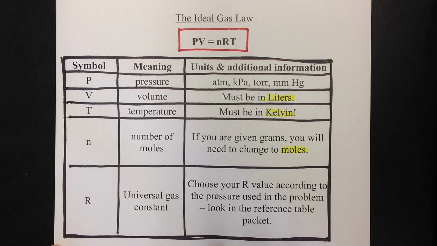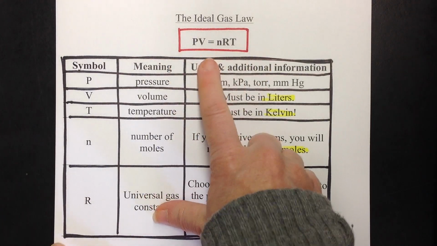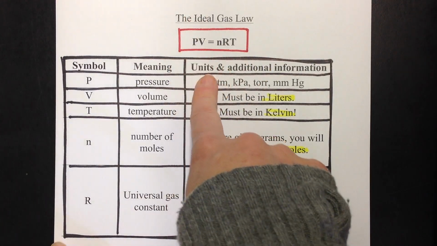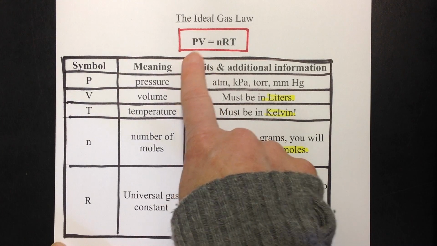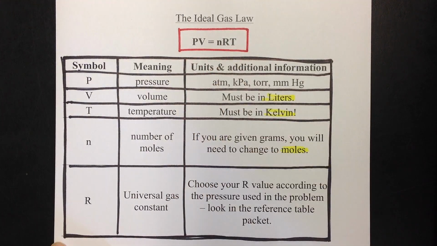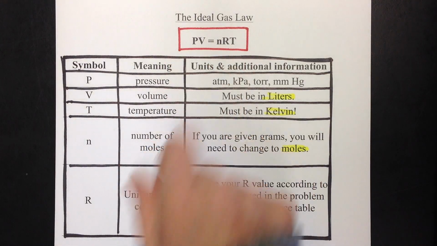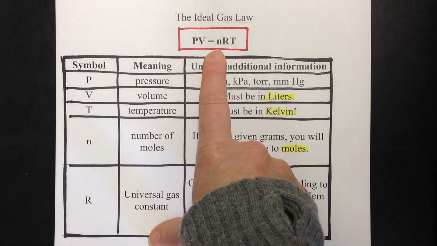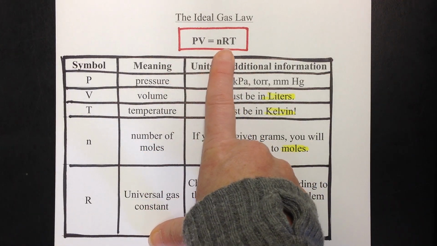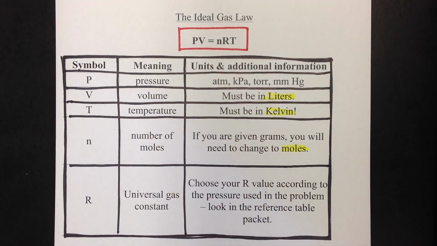So once again, PV equals nRT, some major differences between this and the basic gas laws. You only have one pressure, one volume, and one temperature in this one. In the basic gas laws, you have two, because remember you have V1, V2, P1, P2. You only have one here. This is also the only law that involves the number of moles and the only law that uses the universal gas constant. The universal gas constant can always be looked up if perhaps you don't know it.